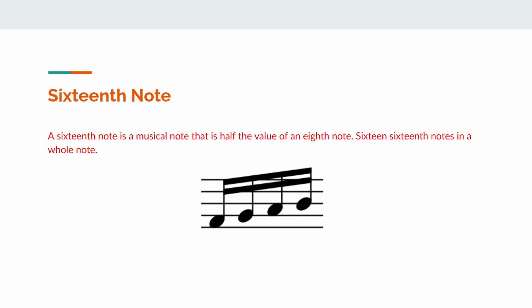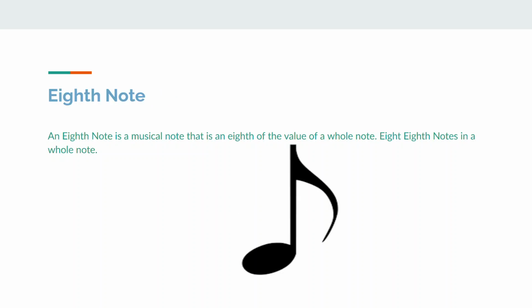16th notes. A 16th note is a musical note that is half the value of an eighth note. 16 16th notes are in a whole note. As you can see, those are what 16th notes look like. That is what an eighth note looks like. That is just one flag on the eighth note.